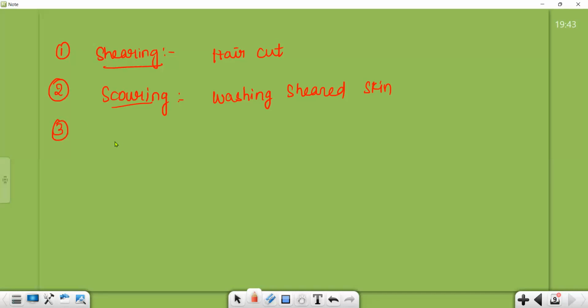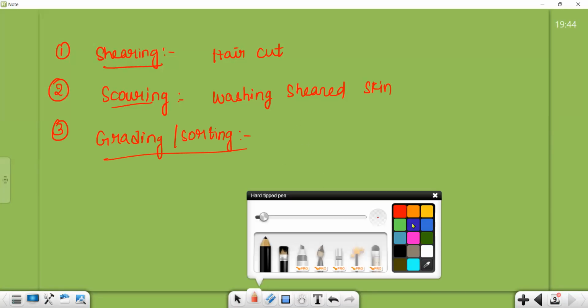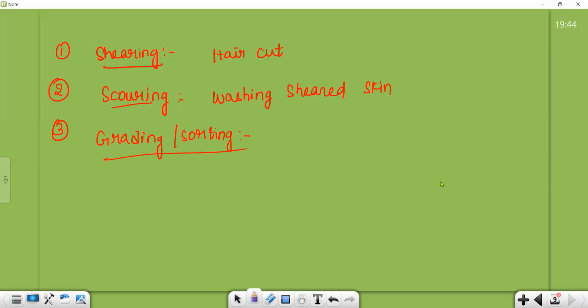Next process is grading, or you can also call it sorting. In this process, based on length, color, texture, it is, yes. Ma'am, I think the third process is dyeing, ma'am. Yeah, we do everything in the grading and sorting process. In this, many steps are involved. Whatever is removed, based on length, color, texture, we do certain processes. So first we will do dyeing.